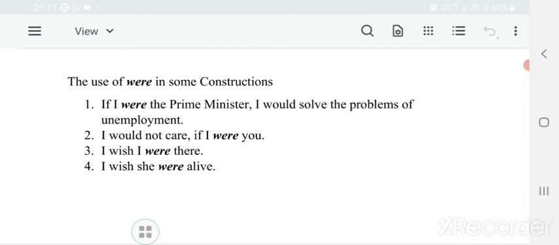You can see were is used especially in these kinds of constructions. I would not care if I were you. मैं परवाह नहीं करता अगर मैं तुम्हारी जगह होता. I wish I were there. काश मैं वहाँ होता. I wish she were alive. काश वह जिंदा होती. These were the special kinds of constructions where were is used.